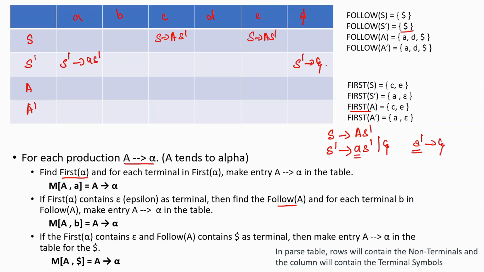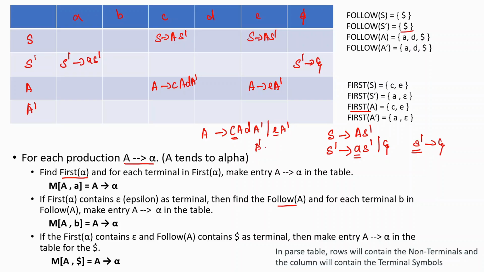The next thing is we have to use the next production, that is A tends to C A D A dash and E A dash. In the first production, the first symbol is C, so I have to put the entry in C: C A D A dash. In the second production, the starting symbol is E, so this production entry we have to put here.